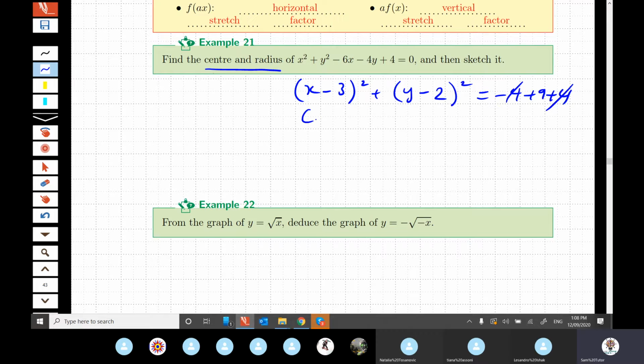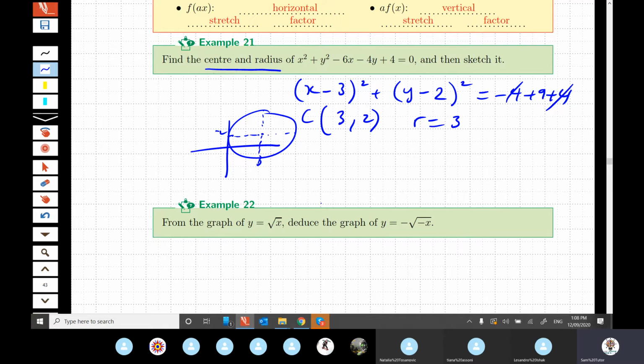Anyone have any questions there? Your center is then positive 3, positive 2. Your radius is the square root of 9, which is 3, and then sketch it. X is 3, y is 2. Go up 3, go down 3, go to the left 3. Voila. Not a bad graph. That's good. All right. Any questions?